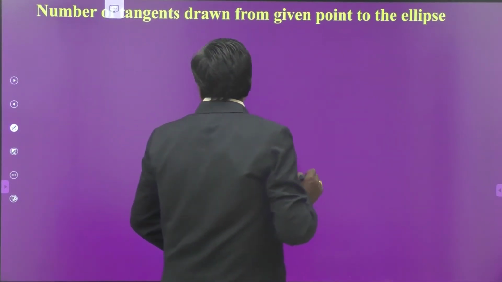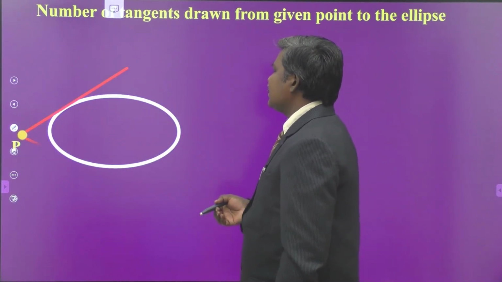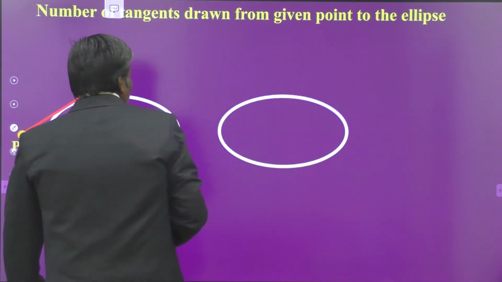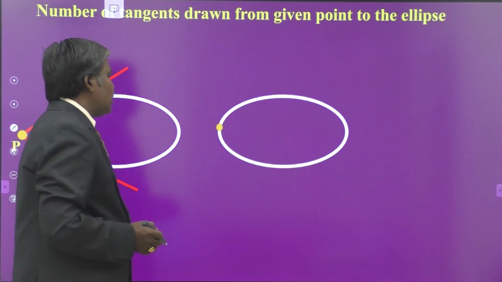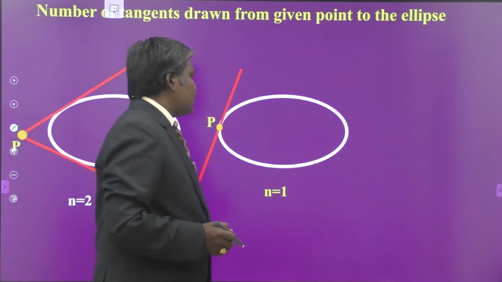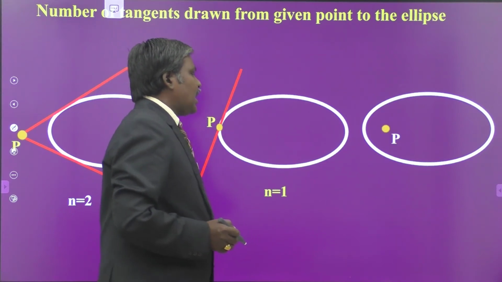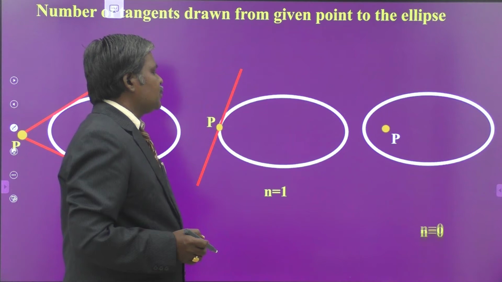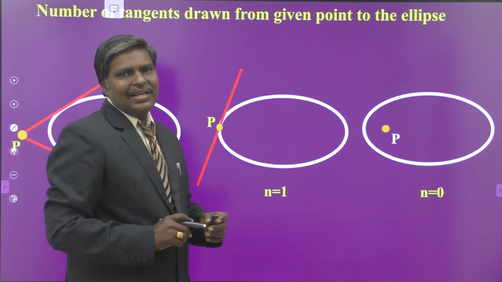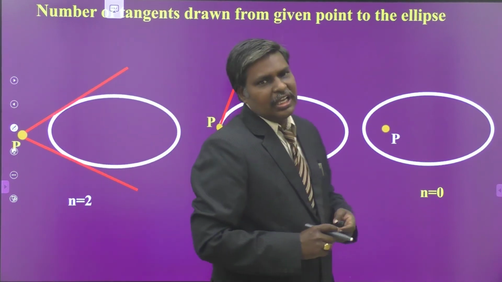We have a point which is outside the ellipse. We can draw two tangents in this manner. Number of common tangents is 2. Suppose your point is on the ellipse. We can draw only one tangent through this point. The number of tangents is 1. And if your point is inside the ellipse, there is no tangent through that point to the ellipse, so the number is 0. This is the entire discussion about the number of tangents drawn from a given point to the ellipse.